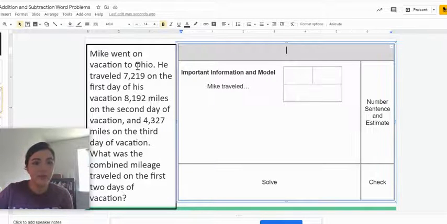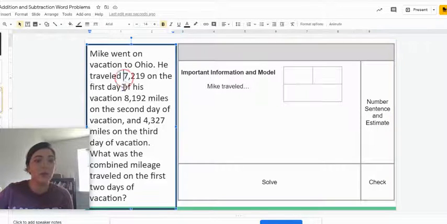Mike went on vacation to Ohio. He traveled 7,219 miles on the first day. That sounds important, so I'm going to highlight it. Of his vacation, 8,192 miles on the second day of vacation. That sounds important too. And 4,327 miles on the third day. Sounds important too, so I'm going to highlight that.